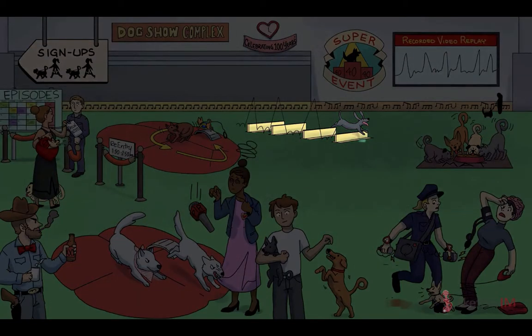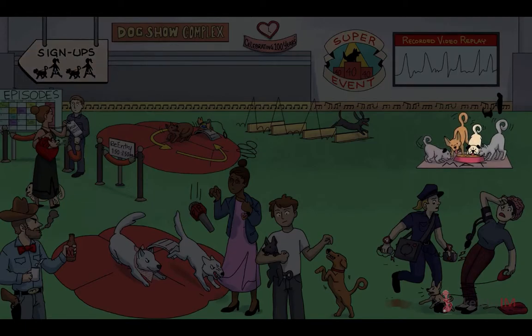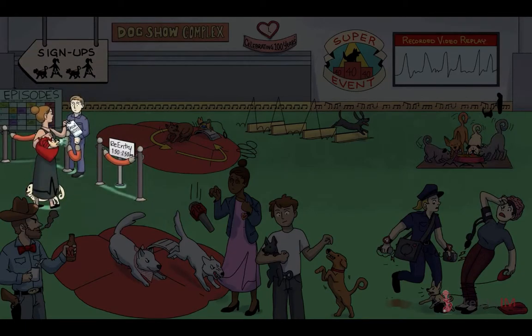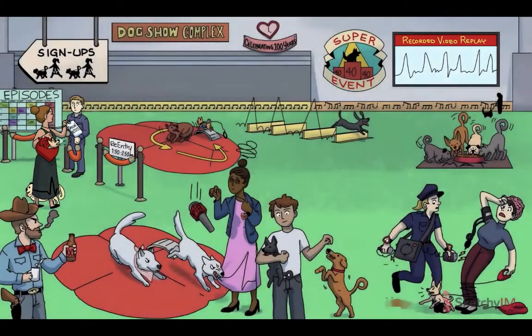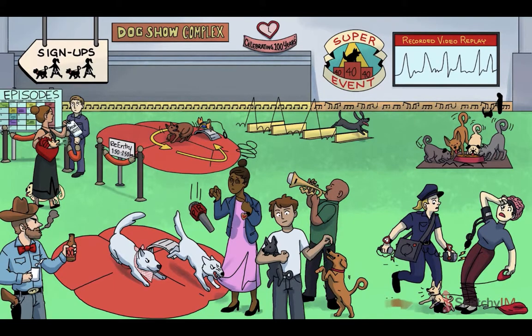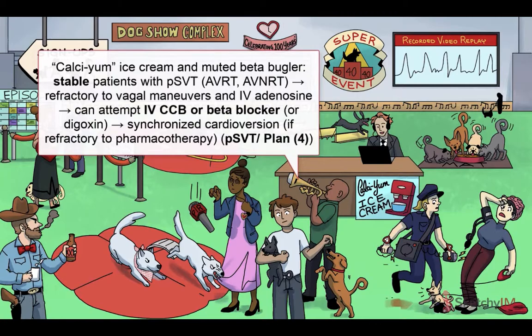Look for flutter waves indicating atrial flutter, sinus P waves indicating sinus tachycardia, abnormal P waves characteristic of multifocal atrial tachycardia, retrograde P waves of AVRT and AVNRT, or no atrial activity at all, which is characteristic of atrial fibrillation or AVRT and AVNRT. Other options for pharmacotherapy include other drugs that slow conduction through the AV node, including the non-dihydropyridine calcium channel blockers, verapamil or diltiazem, beta blockers, or rarely, digoxin.